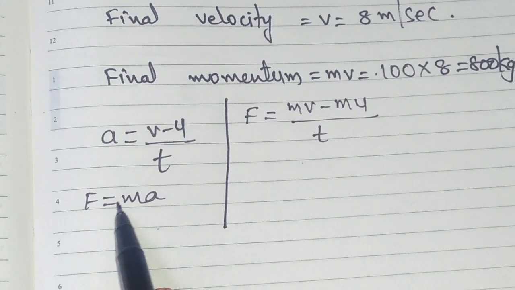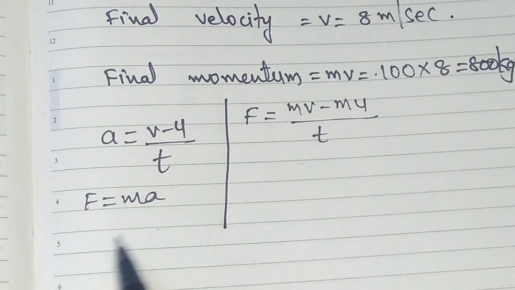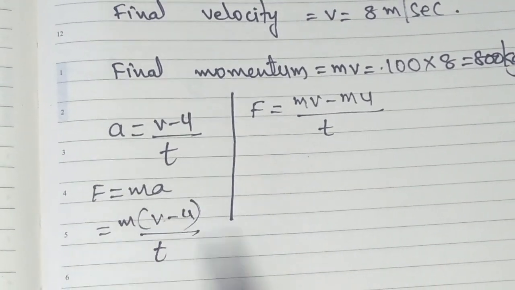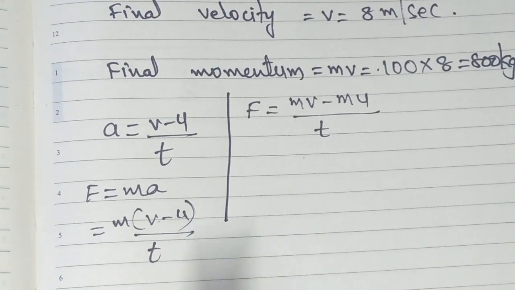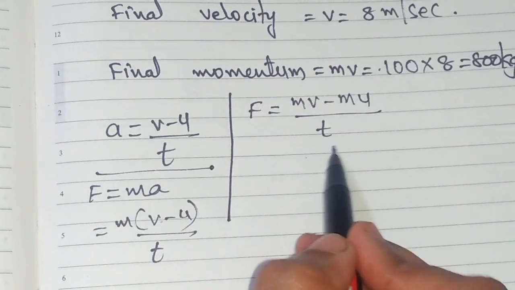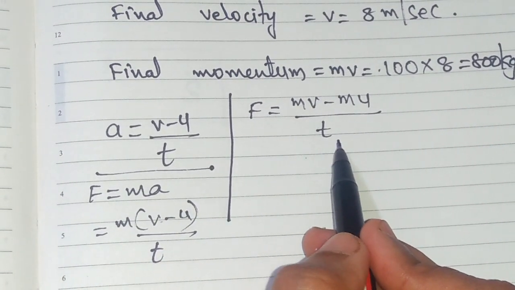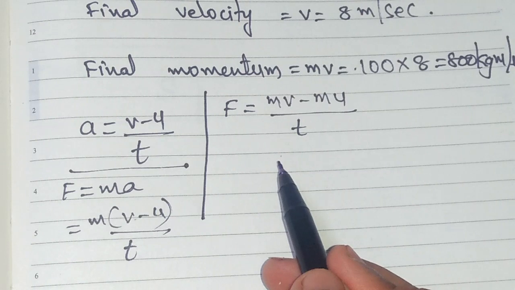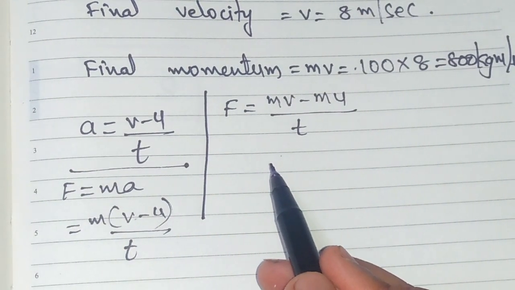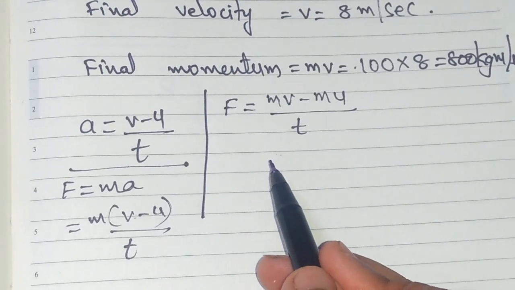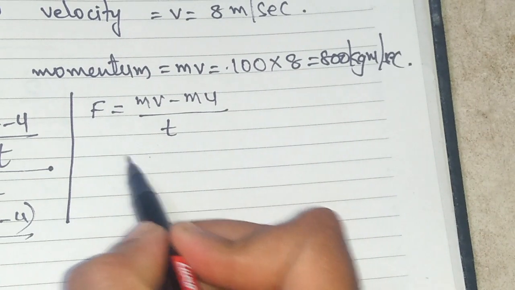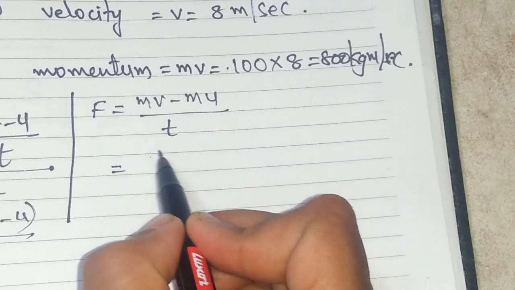Or otherwise, what you can do here? We have this formula F is equal to m into a, no? So in the place of a, we are going to write m into (v minus u) by t. This is also correct. So any way you can use. Instead of finding the acceleration separately, we can find it out here itself. Both the ways are correct. If it is easy for you, you can do it in that manner also. But I am going directly for this formula, (mv minus mu) by t.